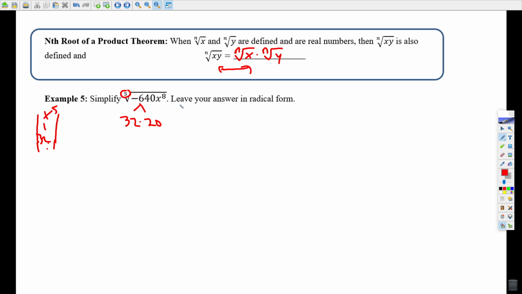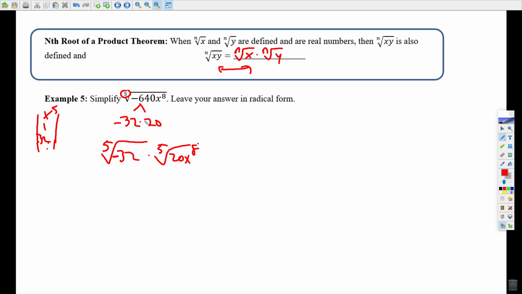So in order to deal with the negative sign, we're going to break this apart. We're going to say it's the 5th root of 32 times the 5th root of 20. And we can also leave the x to the 8th in there. Okay, and then we know how to do the 5th root of 32. Oops, sorry, it's a negative. Put the negative on the 32.